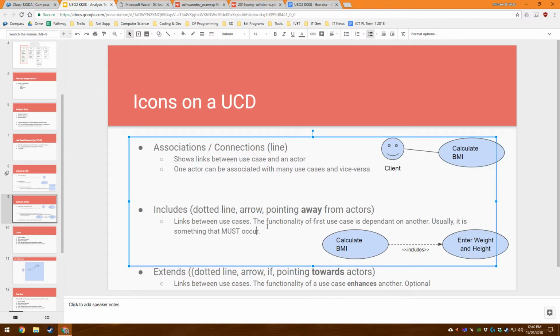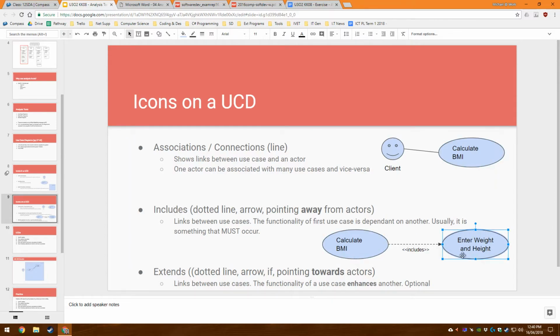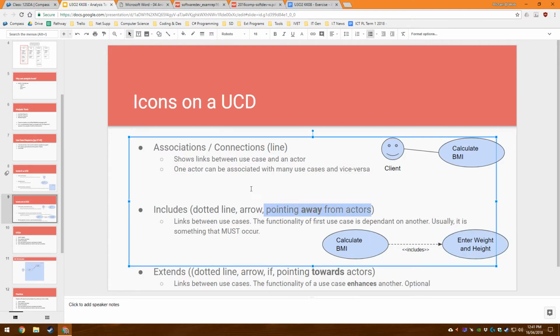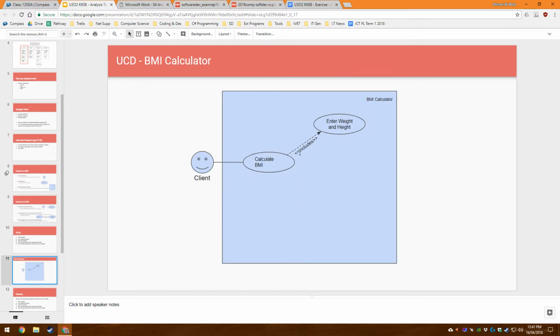Includes and extends. This is describing a use case. Generally speaking, so calculate BMI includes, we enter the weight and the height. So the system can't calculate the BMI unless the user has done this. So calculating the BMI includes doing this use case. Now a few rules. The includes will always point away from an actor. You can see here, the dotted arrow is pointing away from the original actor here.